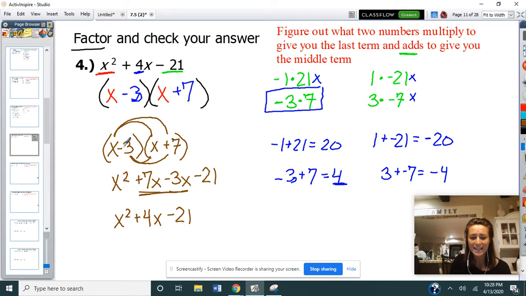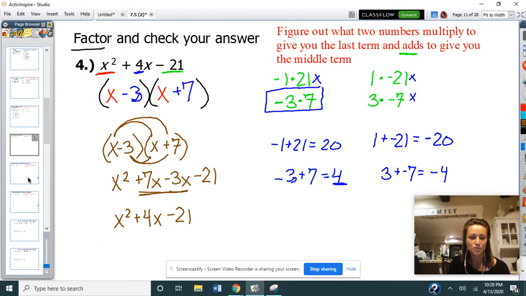Now, if you made this positive 3 and this negative 7, it would multiply to give me negative 21, but it wouldn't add. It would add to give you negative 4, so you don't want that. So you got to be very careful with your signs. The negative has to go on the 3 in this case.